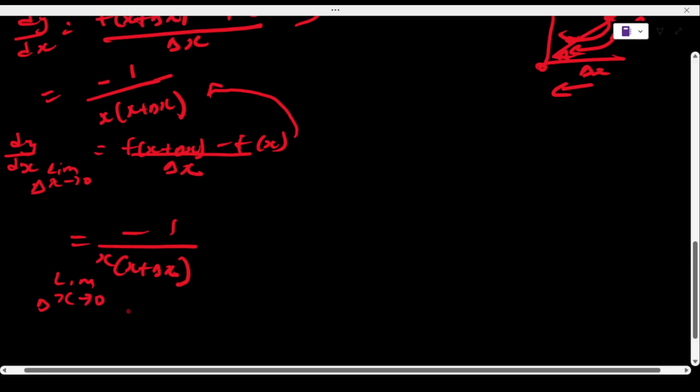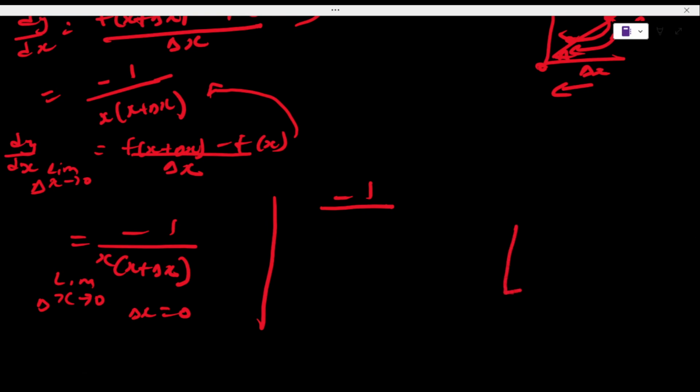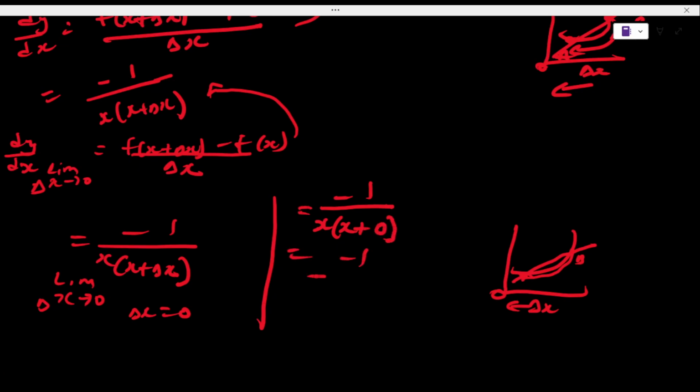If our change in x approaches 0, that means our change in x will become 0. So we are now going to make the change in x to be 0, because here the change in x has approached 0, since the gradient or slope of B has moved towards point A, it has moved closer to A. So therefore, our change in x tends to 0, we move closer to the value of 0. So x times (x plus this change in x, which is now 0), which is now minus 1 over x times (x plus 0).